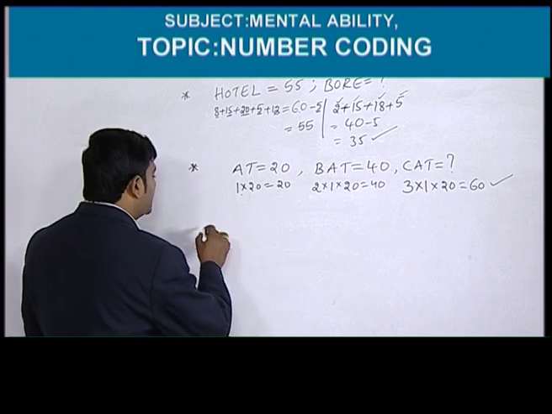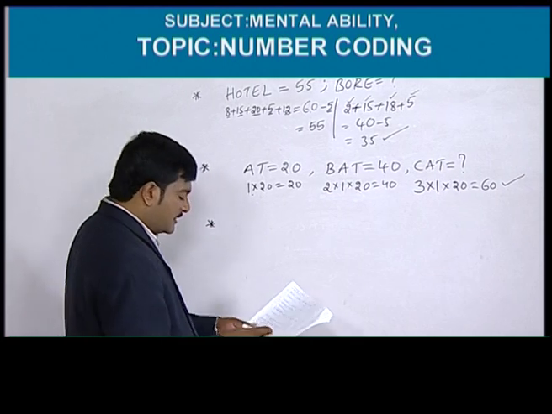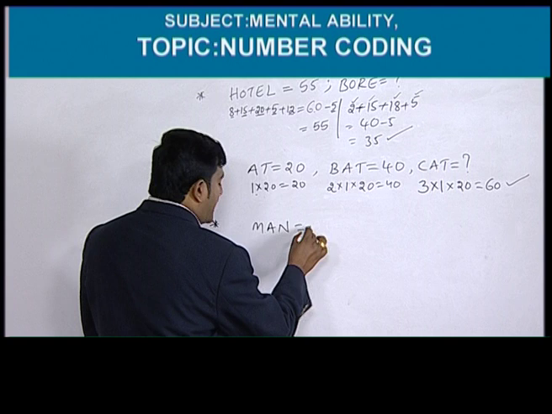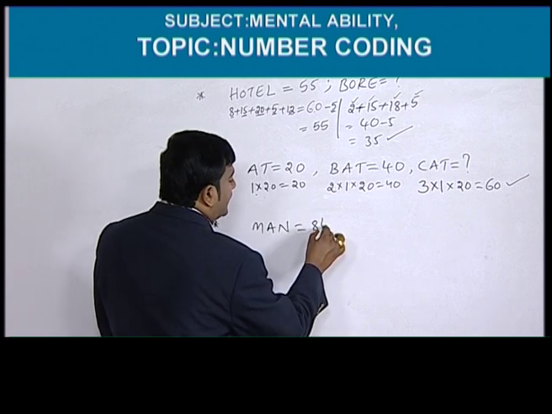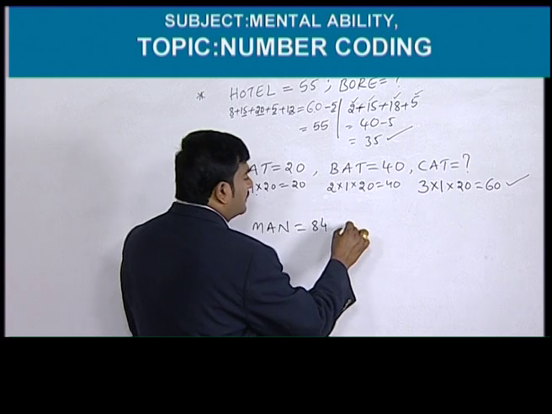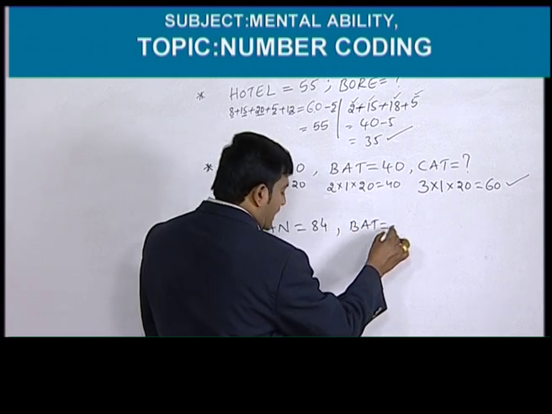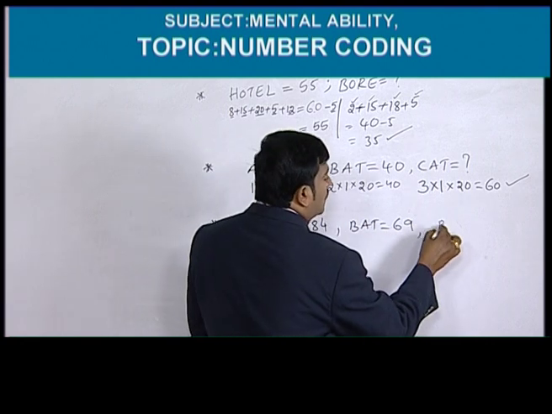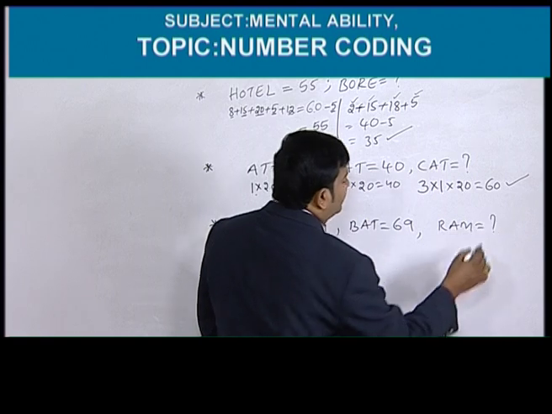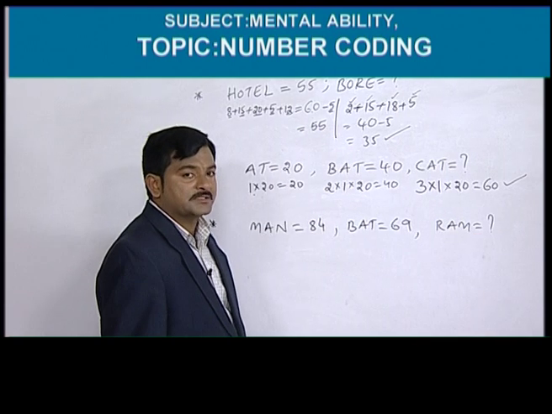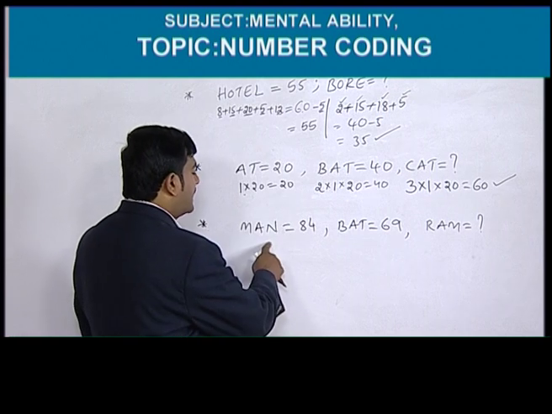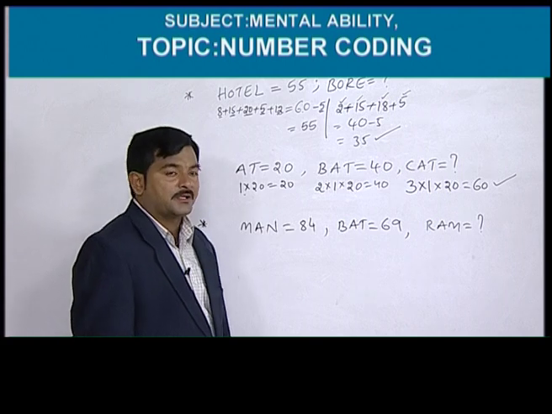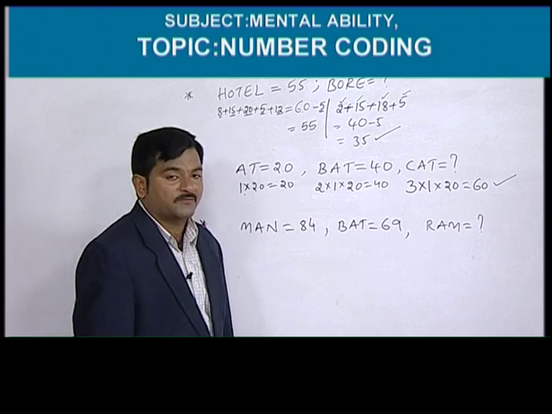Okay, now similarly we can take one more example. In a certain code language, for example, man is written as 84. Similarly, bat is written as 69. Then what is the code for the given word ram? I repeat the complete question once again. In a certain code language, man means 84, bat means 69. Then he asked to find out the code for the given word ram.